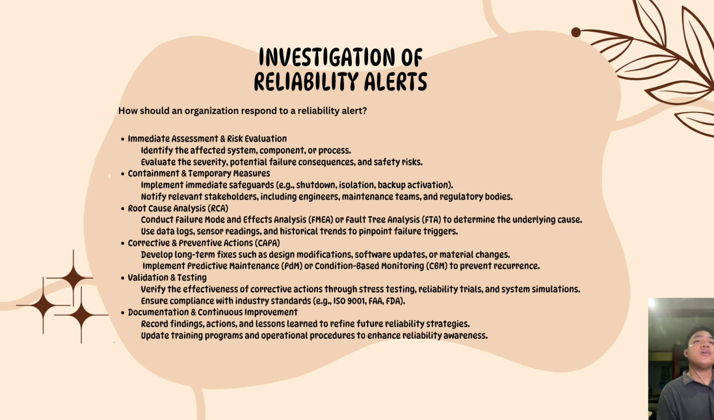How should an organization respond to a reliability alert? First, immediate assessment and risk evaluation. Identify the affected system, component, or process. Evaluate the severity, potential failure consequences, and safety risk. Next is containment and temporary measures. Implement immediate safeguards. Notify relevant stakeholders, including engineers, maintenance teams, and regulatory bodies.